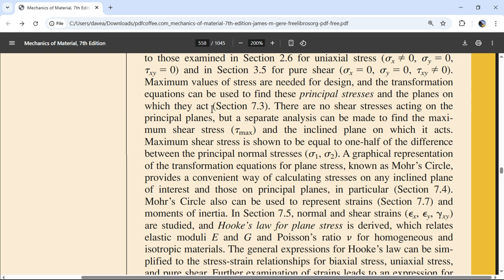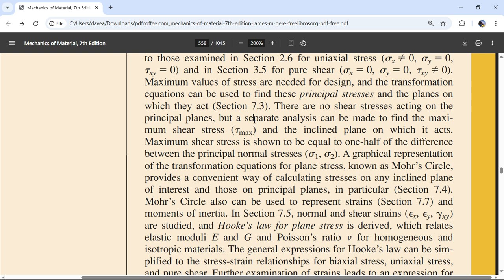I guess principal stresses are relating, I need to go back, is that just when something is maxed out? Or is that just in the normal directions? That's what I'll be looking for to answer my question. There are no shear stresses acting on the principal planes. Oh, there you go. So the principal planes are the max normal stresses. There are no shear stresses acting on the principal planes. So there we go.